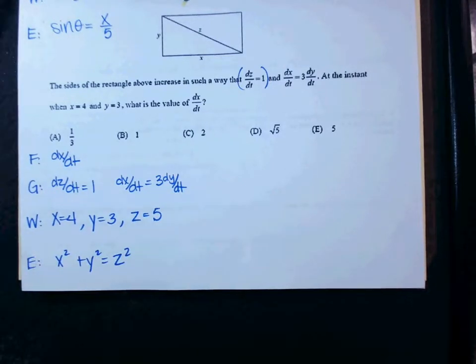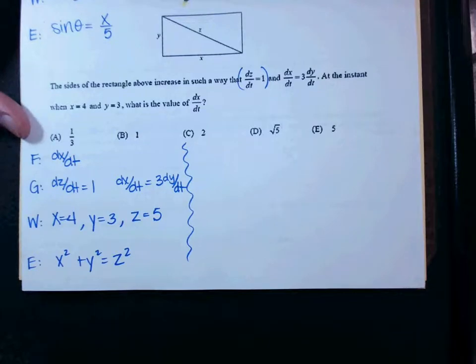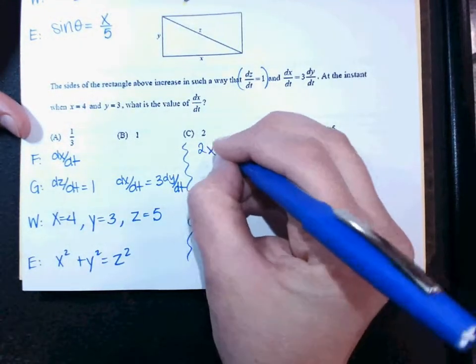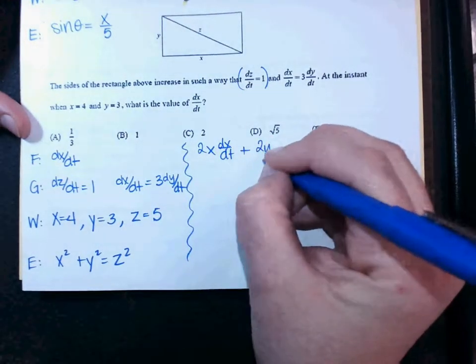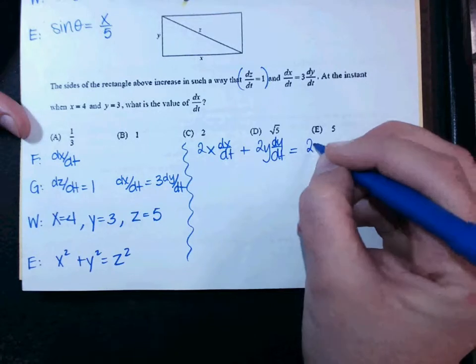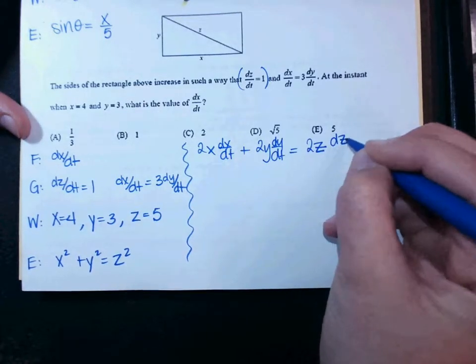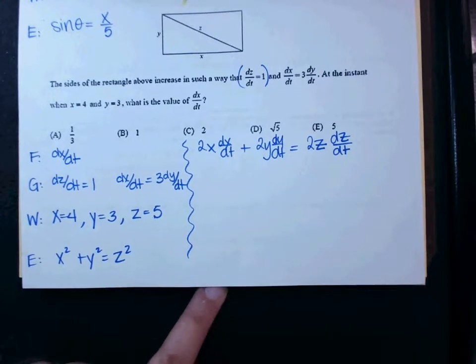Okay, we're taking the derivative. What's the derivative of x squared? 2x dx dt, plus 2y dy dt, and equals 2z dz dt. This is how y'all study groups are, I bet. Say everything in perfect harmony.